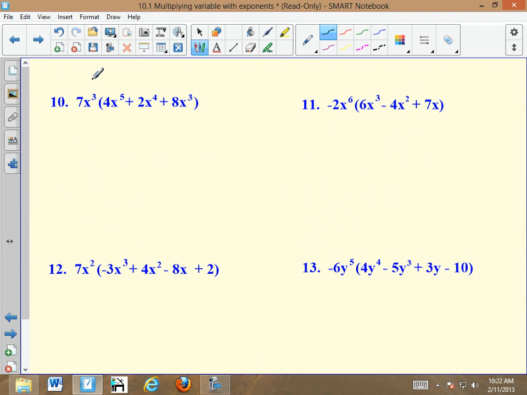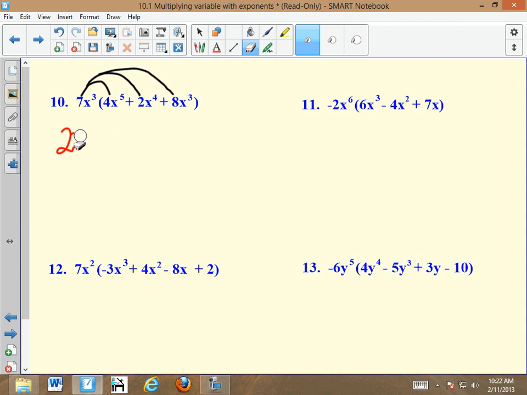Okay, let's look at number 10. What do you think you do at number 10? Well, you have to distribute. This times this times this times this. But there are 3 separate terms. Because when I say this, I mean 7x cubed. It's 7x cubed times 4x to the 5th. So what's 7 times 4? 28.